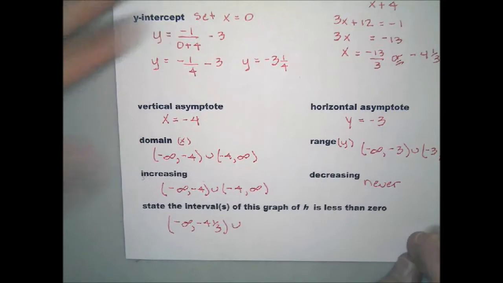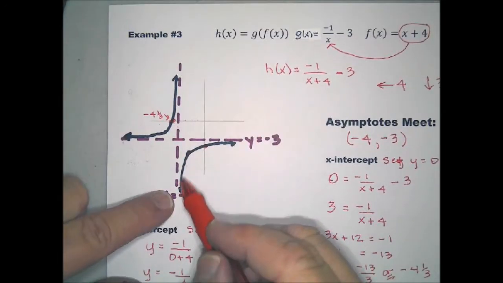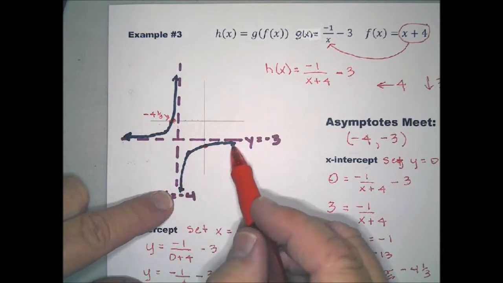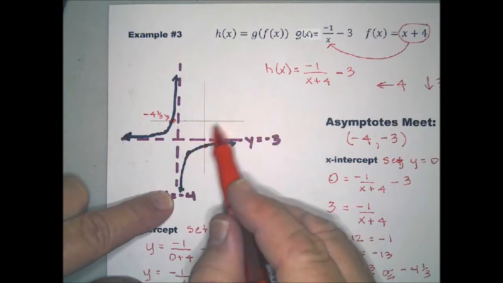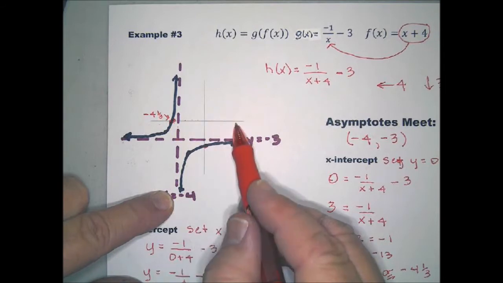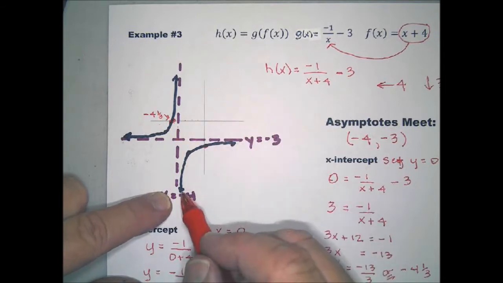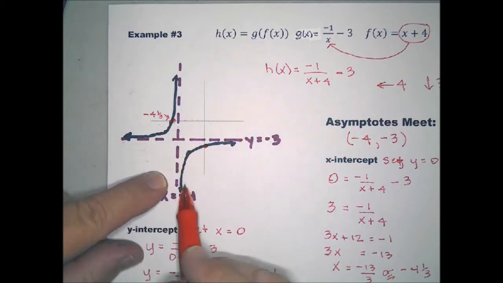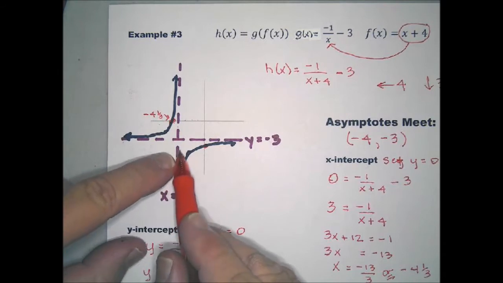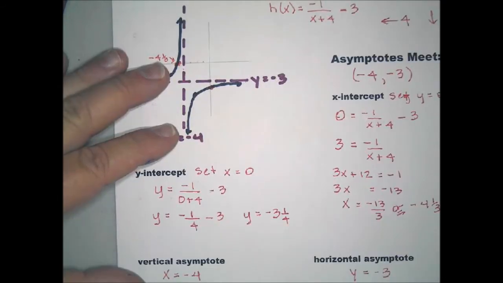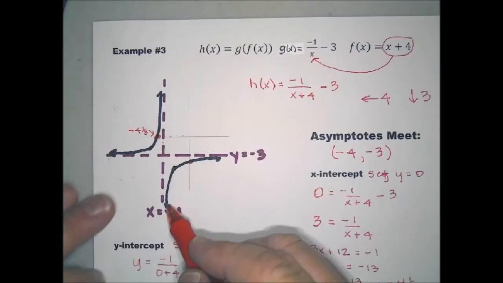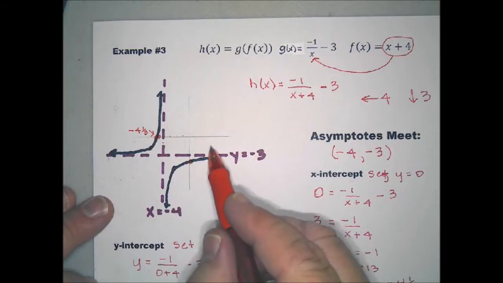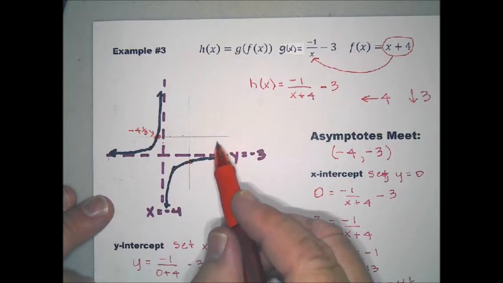But that isn't the only place the graph is underneath the x-axis. This entire part of the graph is below the x-axis. So, starting from the other side of this asymptote, from negative 4 to positive infinity, that part of the graph is underneath the x-axis, so it is less than 0.